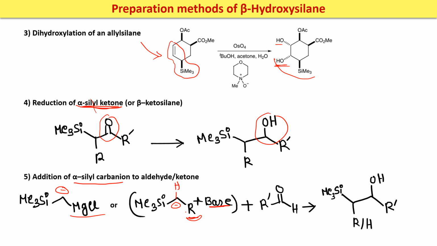Now this negative charge can attack at this carbonyl, it may be an aldehyde or it may be a ketone. So it may be R or H, because I have mentioned both. In this case H is present, and in this case we have H and R. Here it is H and MgCl, here it is H and R. So both possibilities are there. In this way also we can make beta hydroxysilane. So these are some of the methods, some of which may be stereoselective.